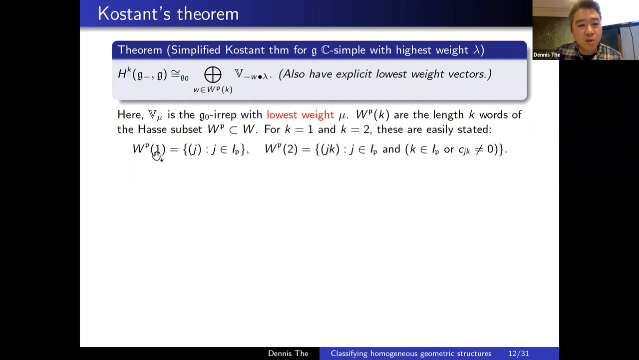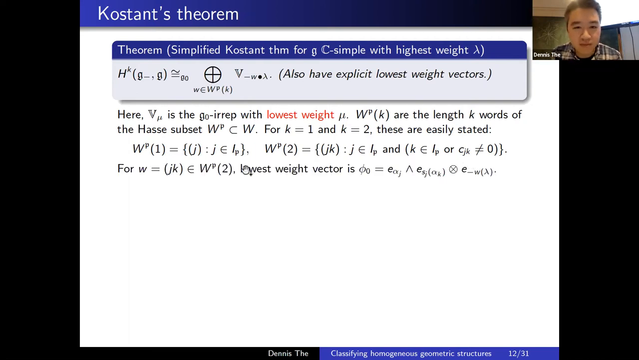WP1 are words of length 1. What is the word? You just take where you put the crosses. If you just have a single cross, this set just consists of a single element. WP2 are words JK, where J is a cross node, and K is either a cross node or the C_JK non-zero tells me that K is connected to J in the Dynkin diagram. So I'll do the example for 235 just to make this really concrete.